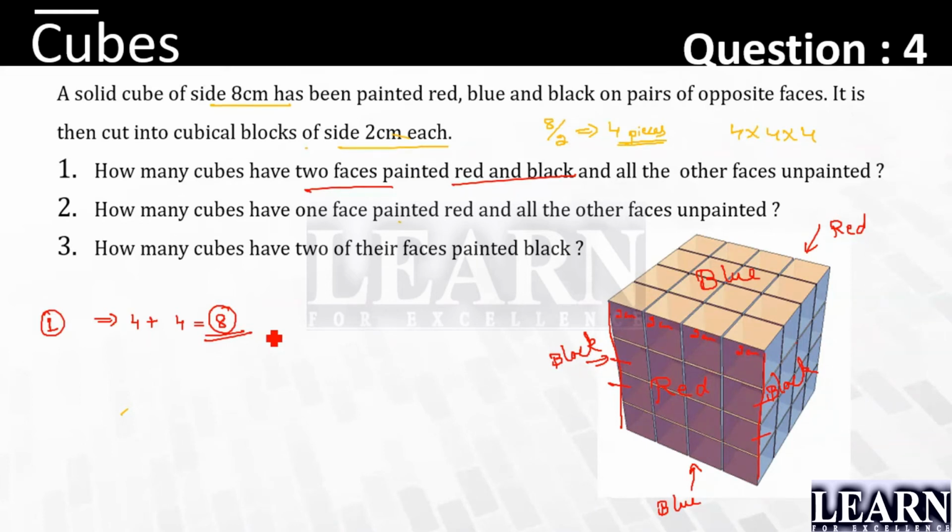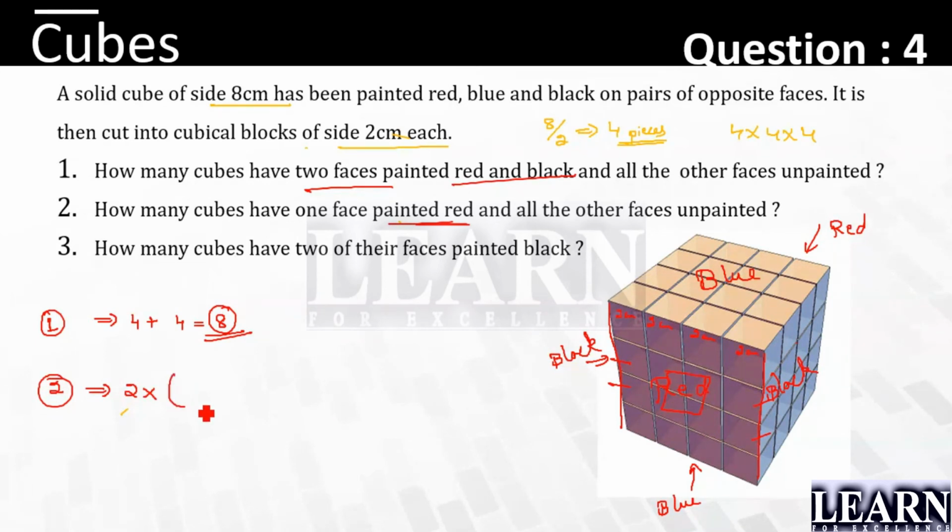Next, let's move on with question number 2. How many cubes have one face painted red and all the other faces unpainted? If I want to check the cubes with one face painted, then I have to look into the faces. How many faces do we have with red color? We have got two faces. So I'll take 2 into, in one face, how many are there? One face painted red, so it will be this section.